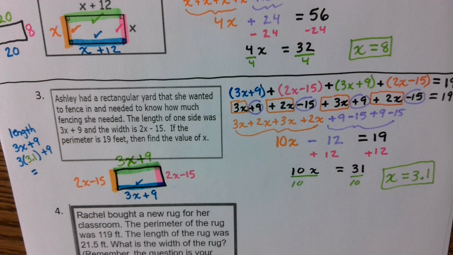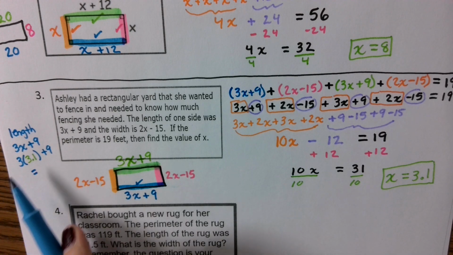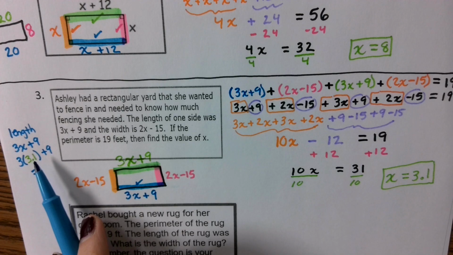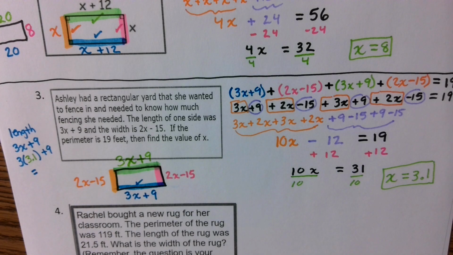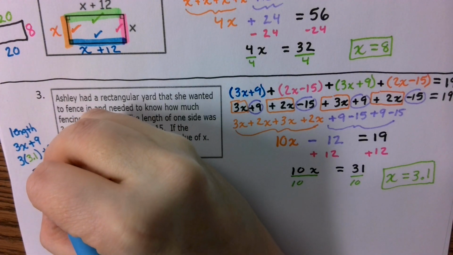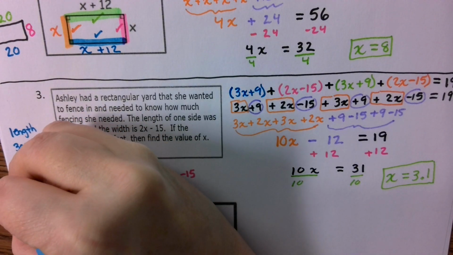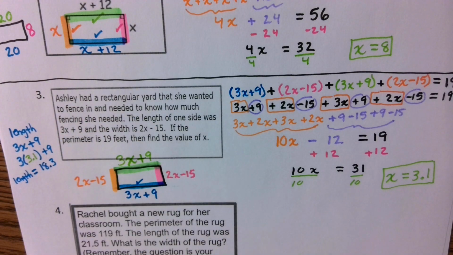Do that right now in your calculators. You've got your calculators to do 3 times 3.1 plus 9. What is that going to give us? Christian? 18.3. Good. So our length is equal to 18.3. All right, let's do our width.